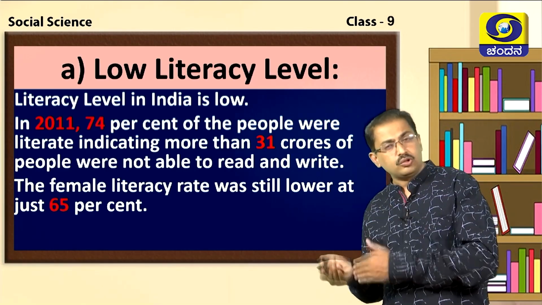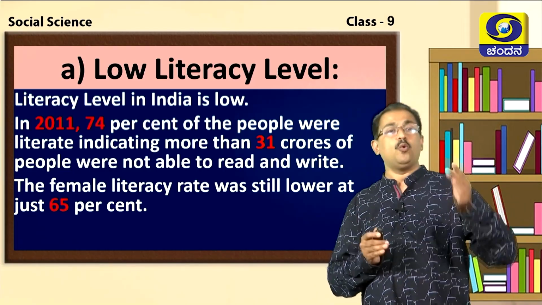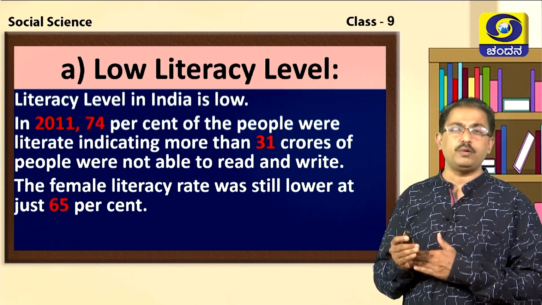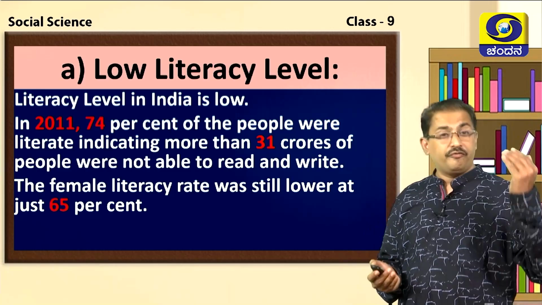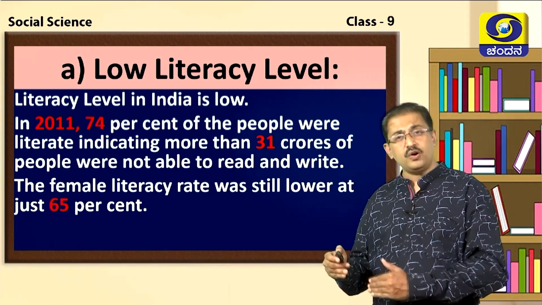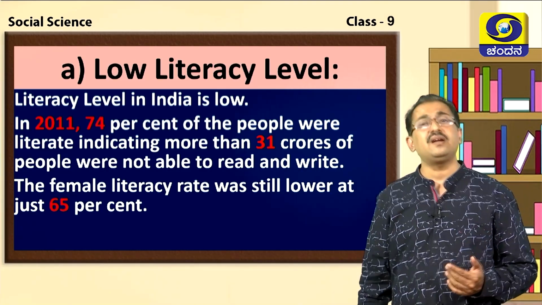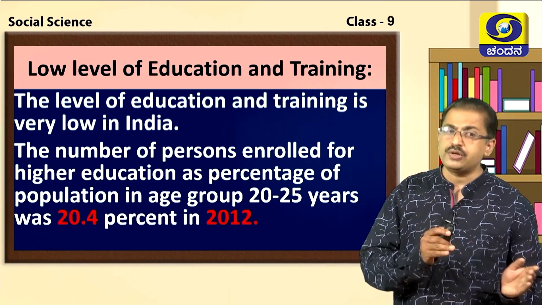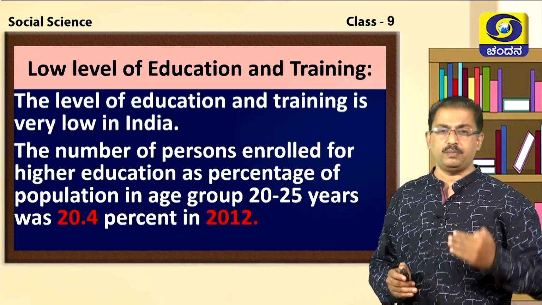As per the 2011 census, 74% of the people were literate, indicating more than 31 crore people were still unable to read and write. Female literacy was still lower, just 65% of females were able to read and write by 2011. Low level of education and training is also one of the features of India's population.